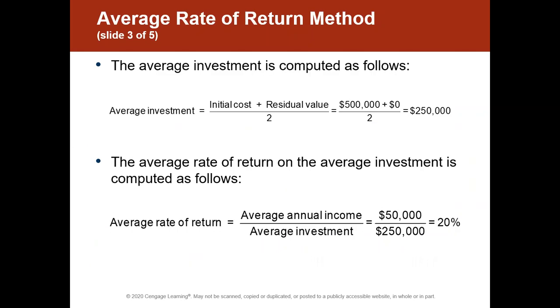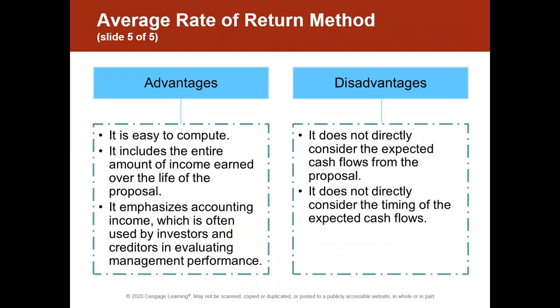Well, per year over its life. So it's an average over its life. The advantage of this is that it's super easy to compute, and it includes the entire amount of income earned. The disadvantage is that it doesn't really consider the timing of the cash flows.